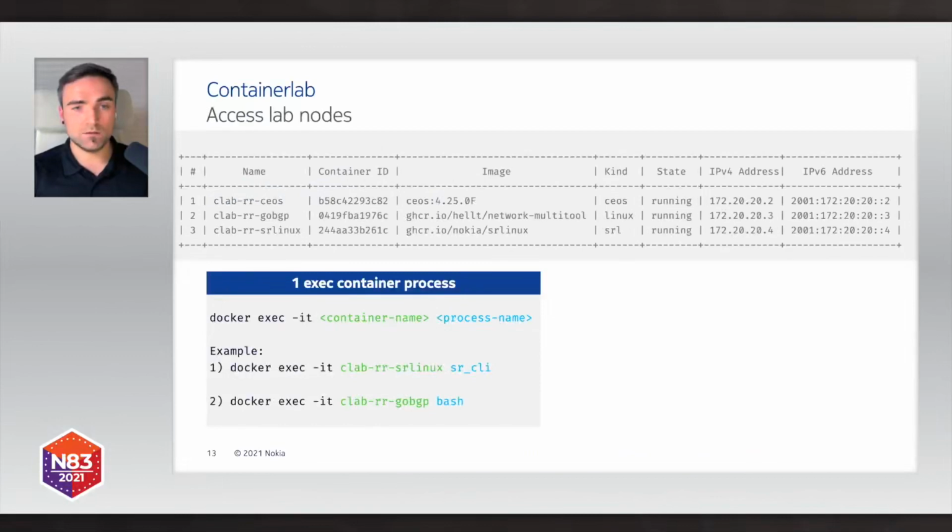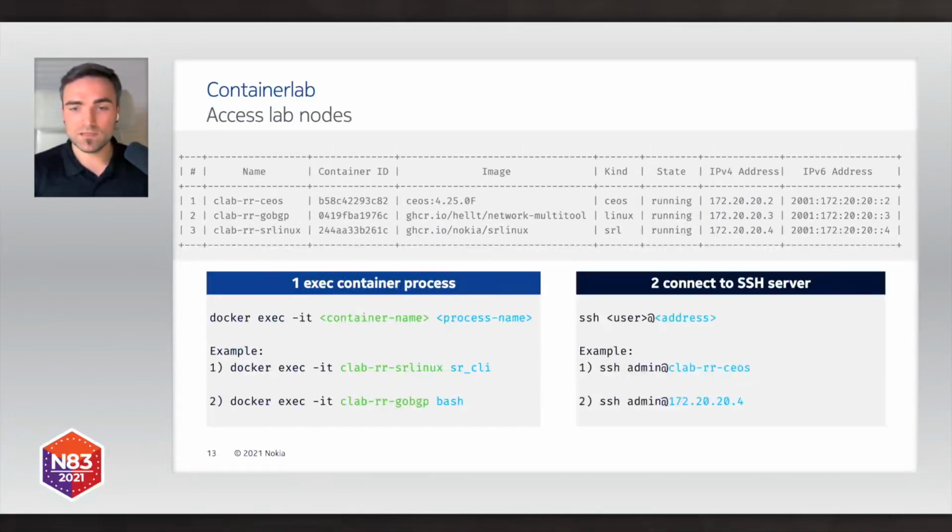To access the nodes, we have several ways to do that, actually. First, as we work with containers, we can execute a process inside the container. To do that, we will leverage the Docker CLI and its exec command. So I have 2 examples down below, which demonstrate how you can execute the sr_cli process inside the SR Linux container, or you can call the bash process inside the GoBGP container, for example.